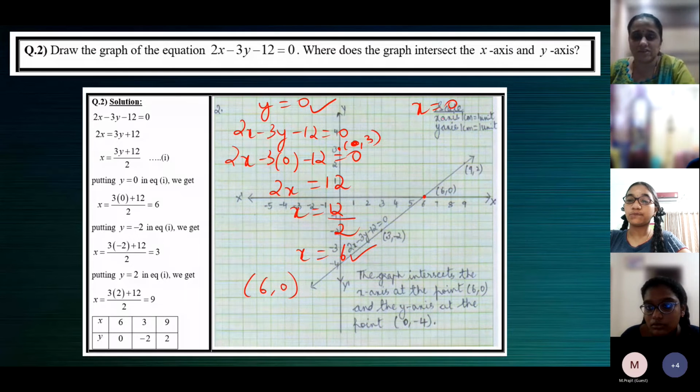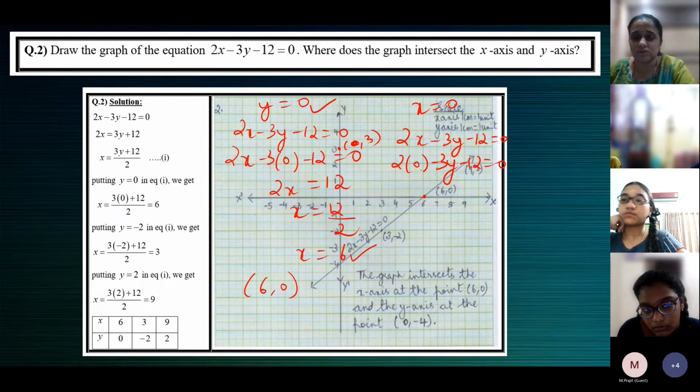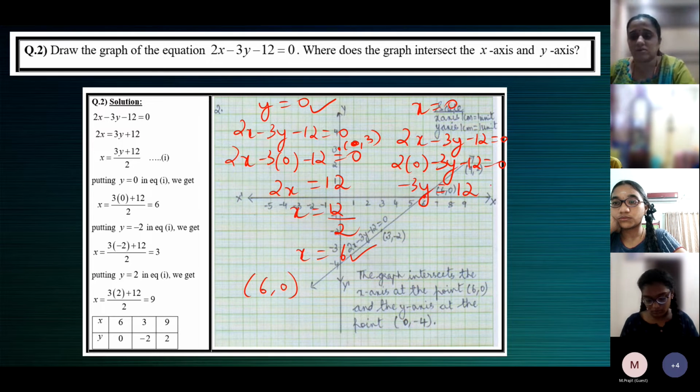So when you take x as 0 and find the corresponding value of y, 2x minus 3y minus 12 is equal to 0. When x is 0, 2 into 0 minus 3y minus 12 is equal to 0. So 2 into 0 is 0. So we get minus 3y is equal to 12 on transposing. So y is equal to 12 by minus 3. y is equal to minus 4. And the ordered pair is: the value of x is 0 and y is minus 4.